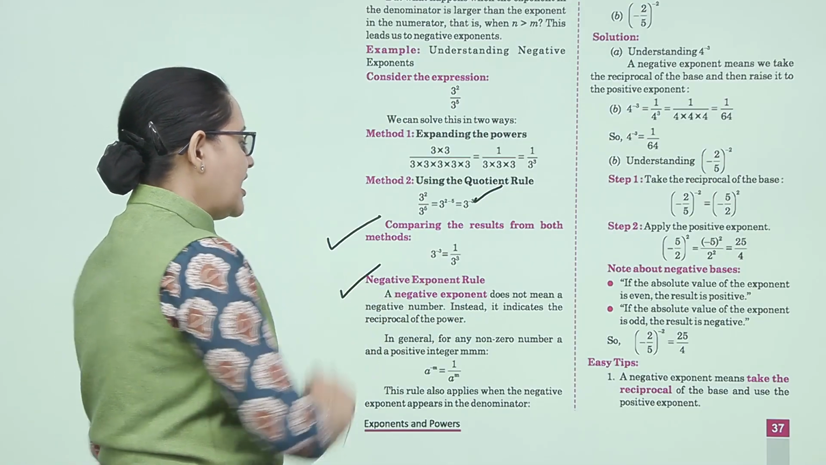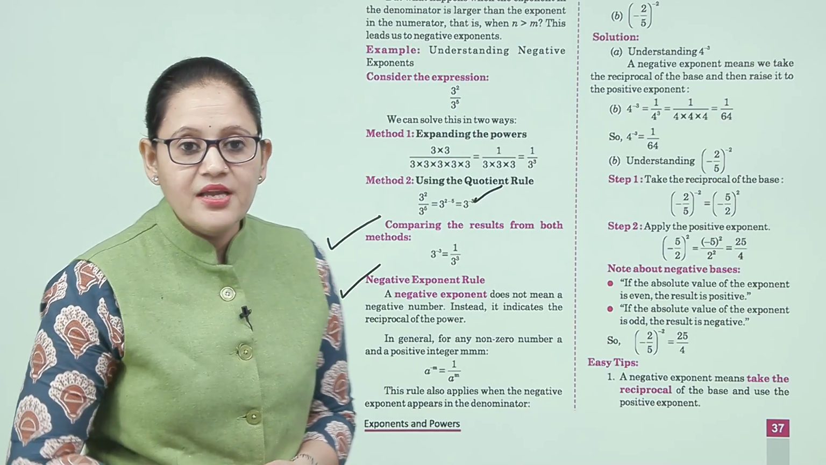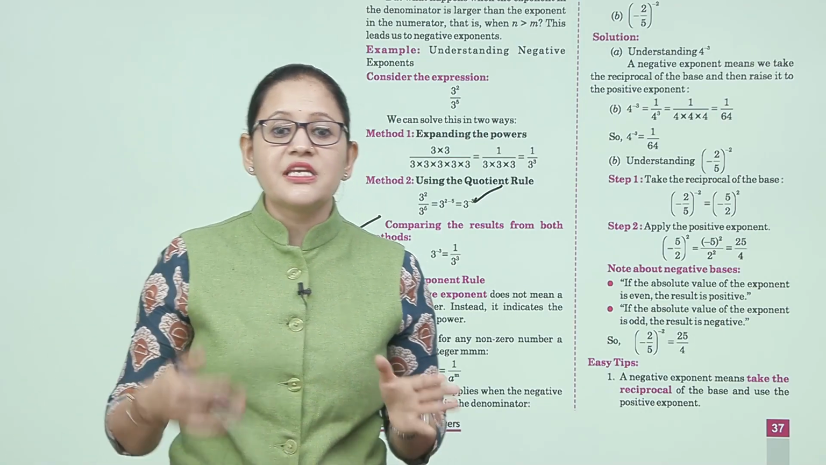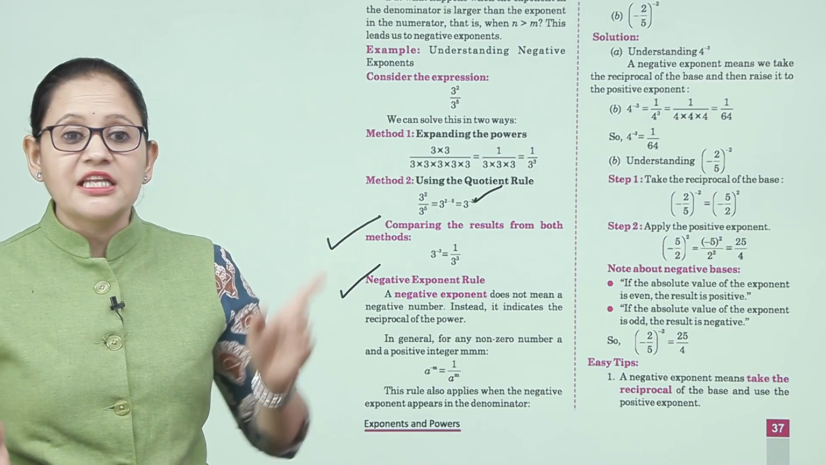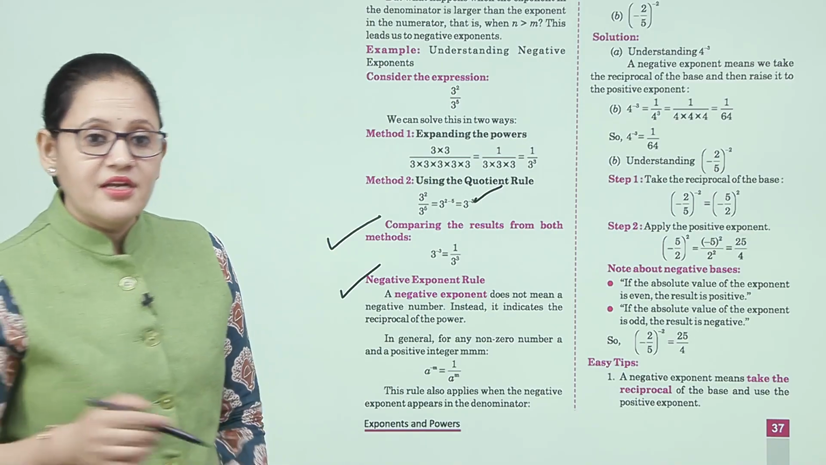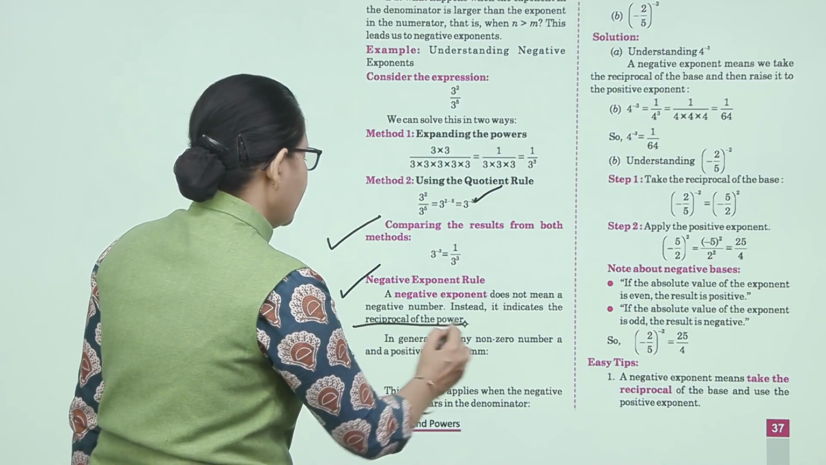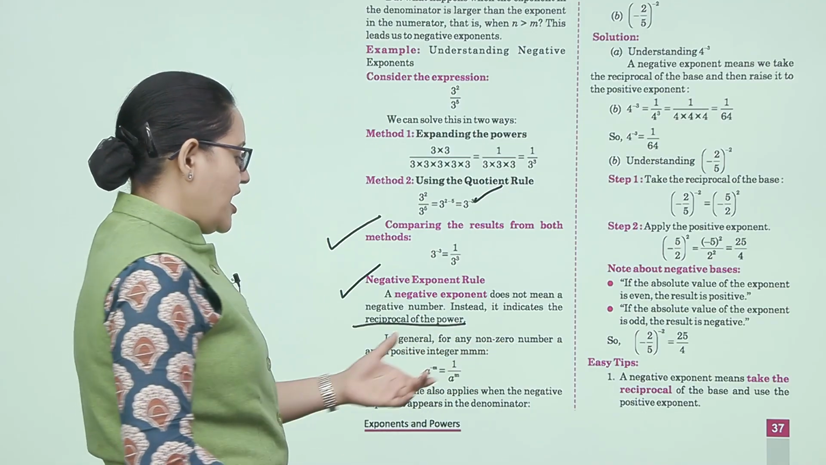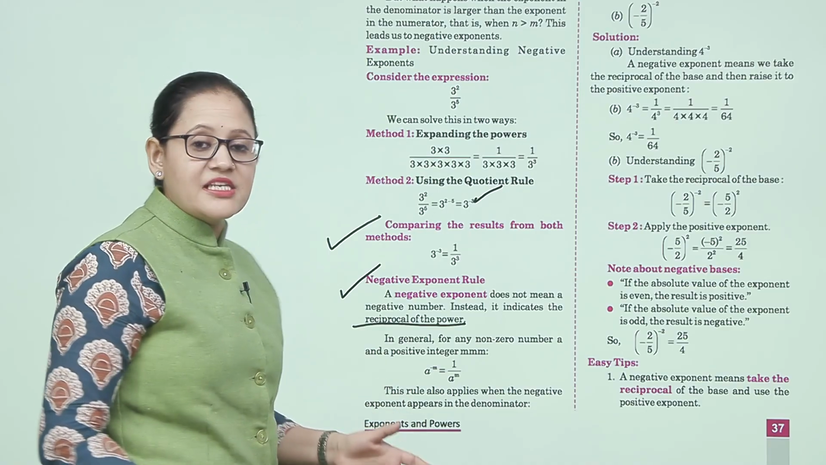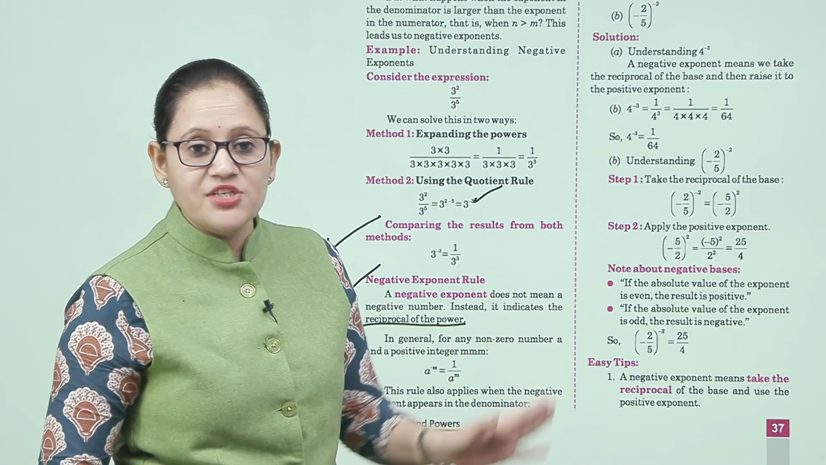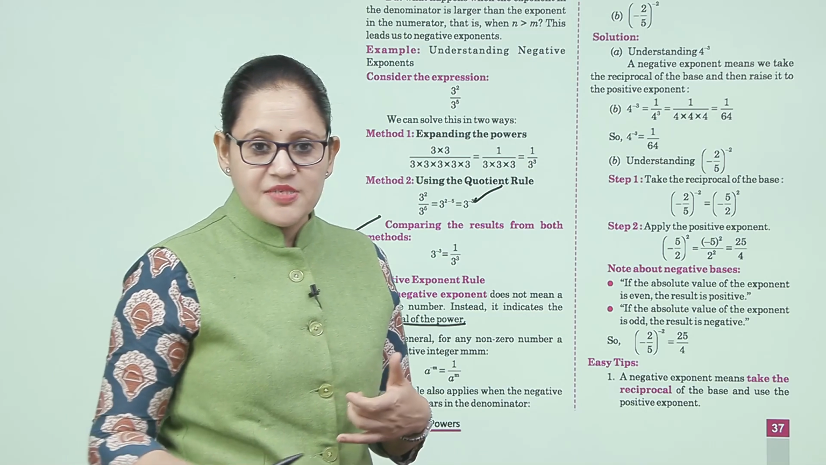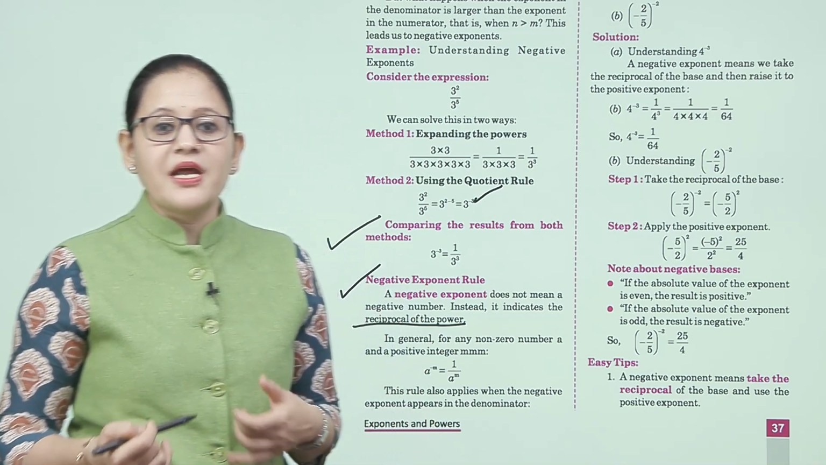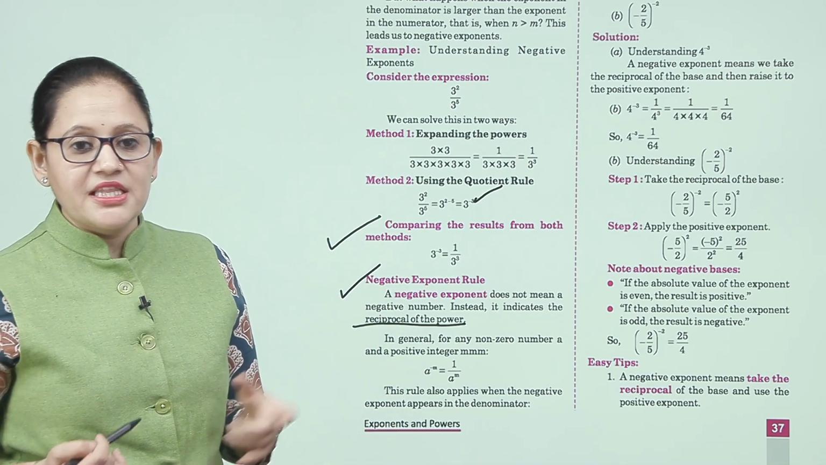Negative exponent rule: a negative exponent does not mean a negative number. Instead, it indicates the reciprocal of the number. The general rule, for any non-zero number a and positive integer m, is that a to the power minus m means 1 upon a to the power m, that is its reciprocal. The rule is also applied when the negative exponent appears in the denominator.